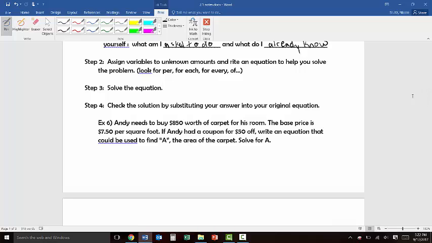If we look at number 1, Andy needs to buy $850 worth of carpet for his room. Base price is $7.50 per square foot. If Andy had a coupon for $50 off, write an equation that we use to find A, area of carpet, and then solve for A. So right off the bat, your task is to find the area of Andy's room.